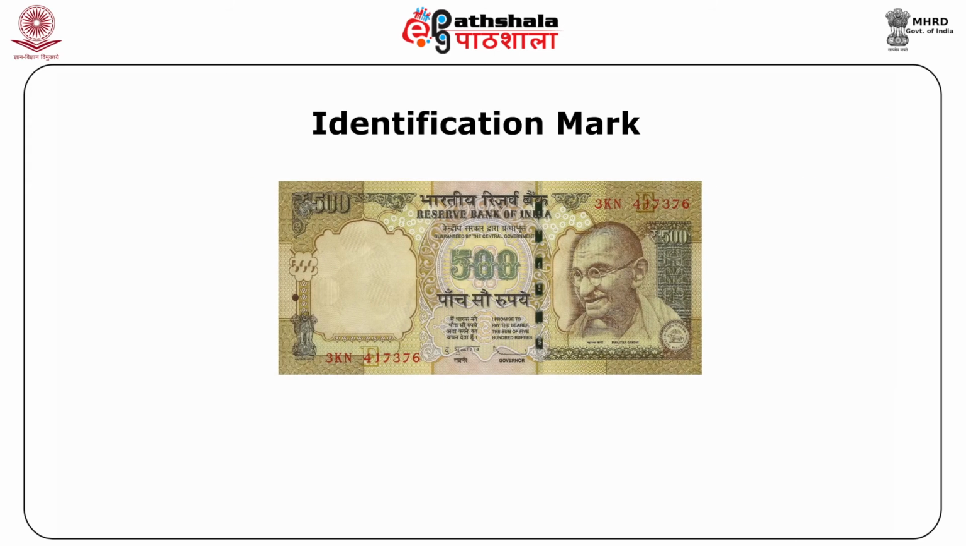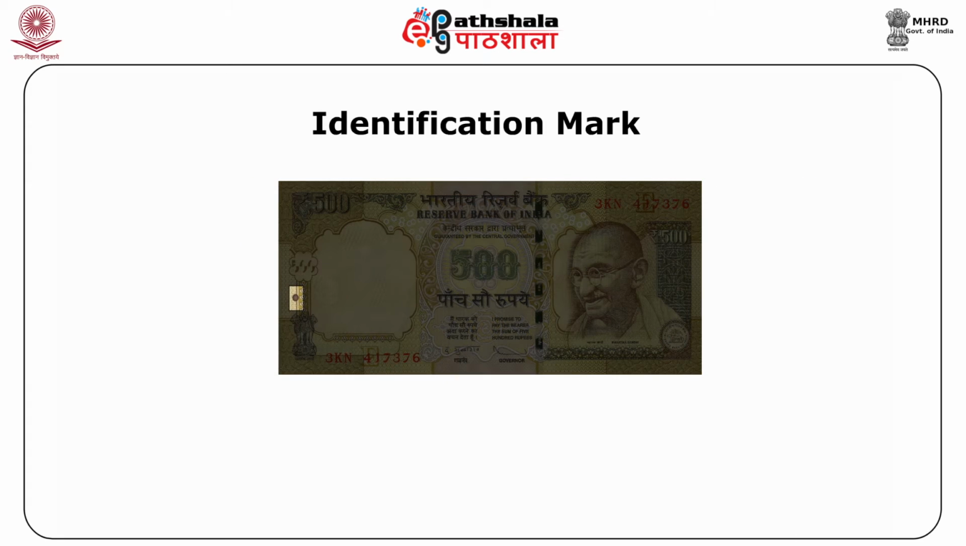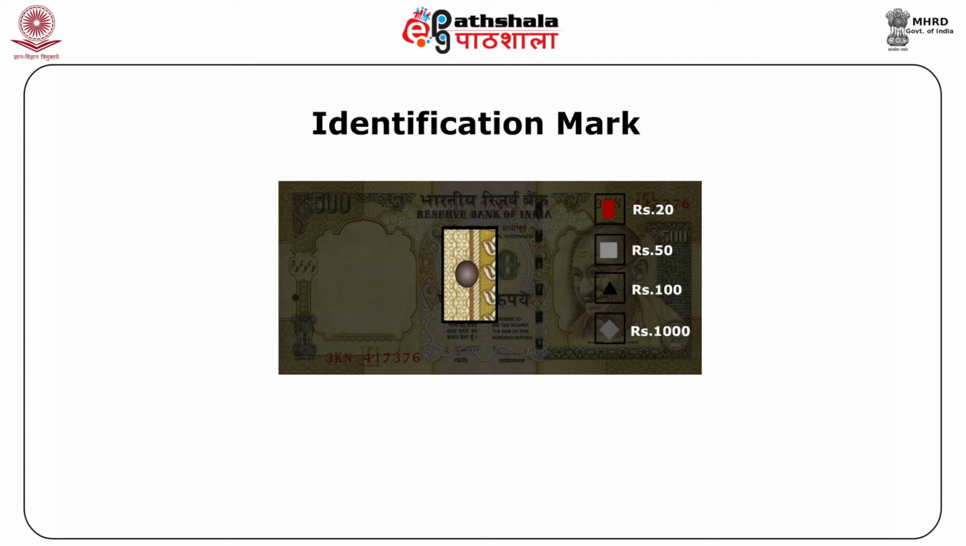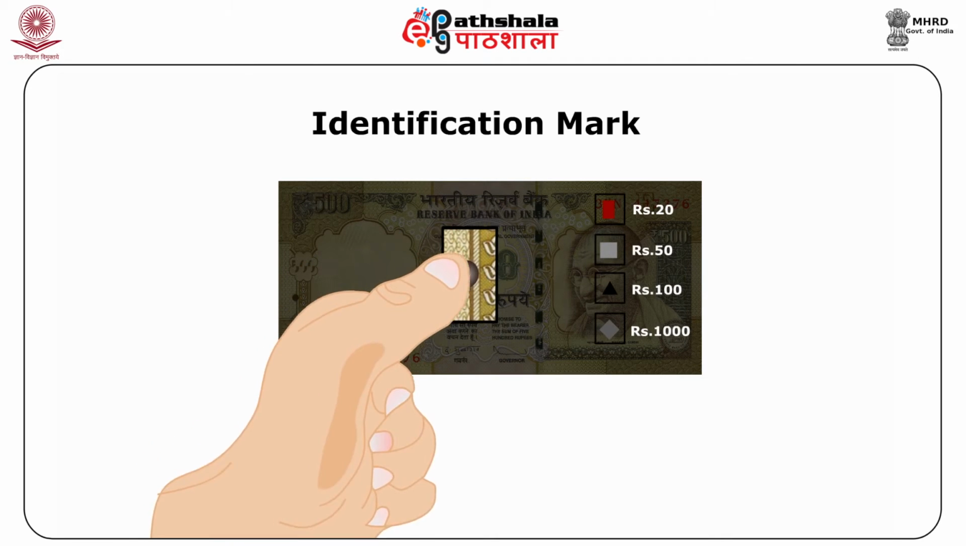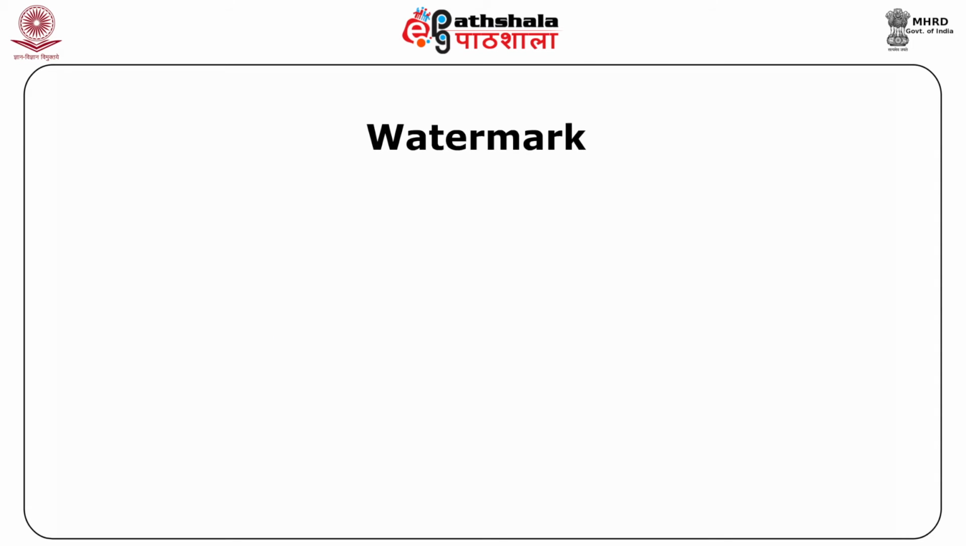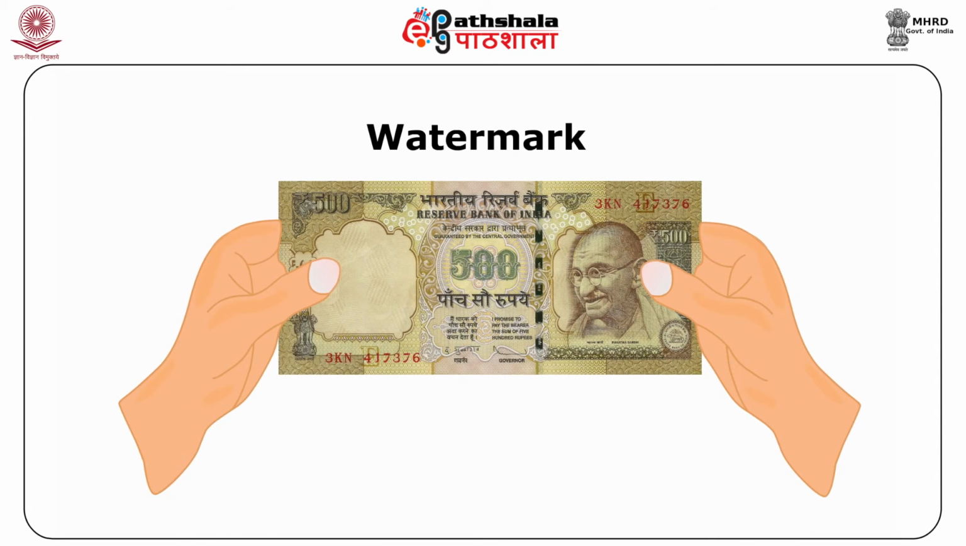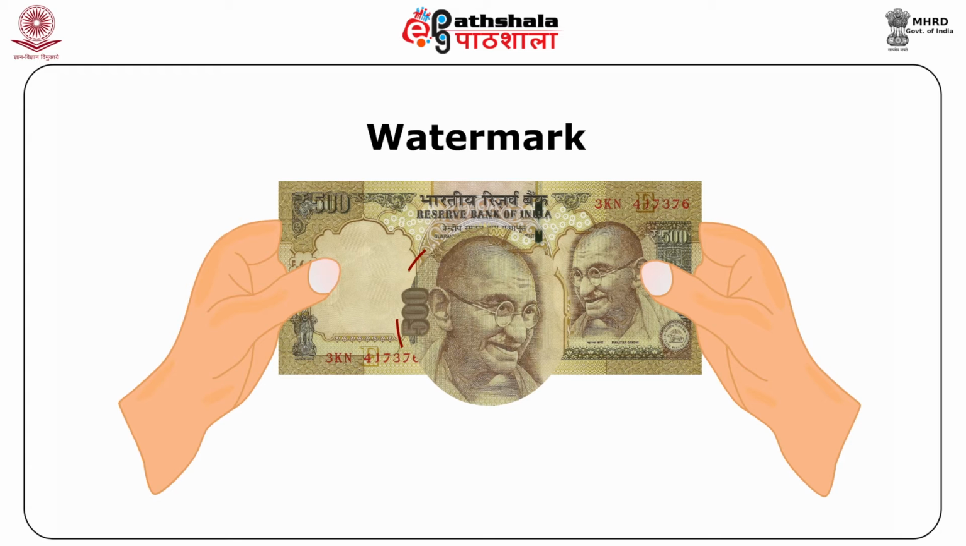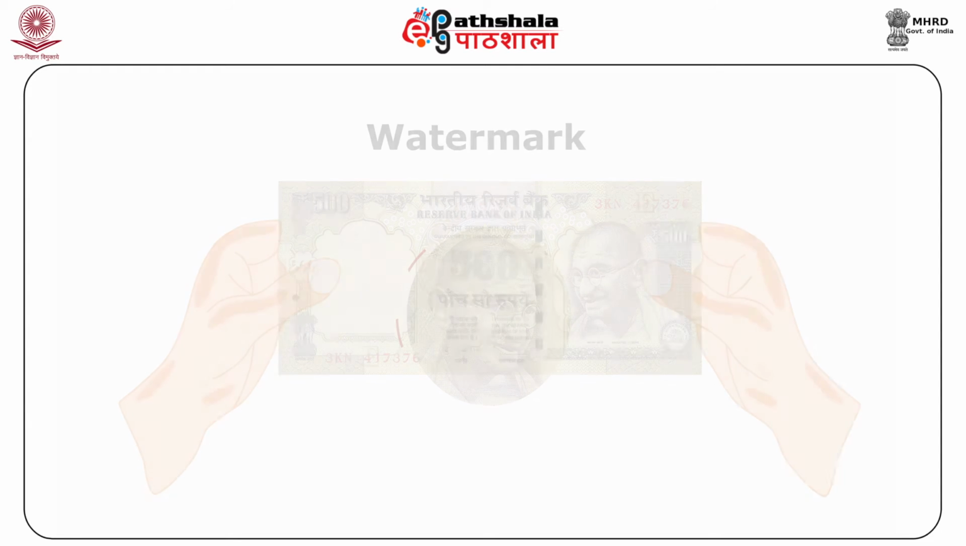Identification mark. Below the floral design, identification mark is embossed, which is different in every denomination. It can be felt with touch, indicating the denomination of banknote. It is circular for 500 denomination. Watermark. When banknote is held against the transmitted light, the Mahatma Gandhi watermark and 500 denomination on the left of banknote can be seen.